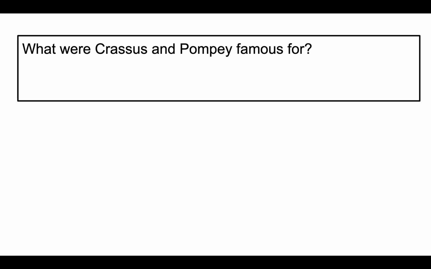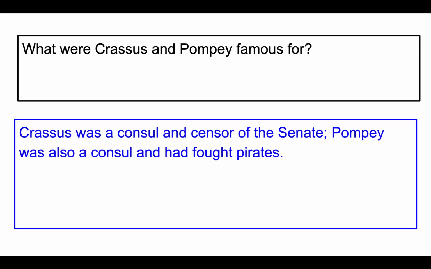Crassus and Pompey, what were they famous for? I'm kind of looping them in here so that we can make sure you know a little bit of something about both of them. Crassus was famous for being a consul. Well, they were both consuls, but a censor of the Senate. Now, that word censor is a word that your book pointed out is still with us. And we use that when we talk about somebody not allowing something, removing books from the public view, or removing anything that's objectionable.